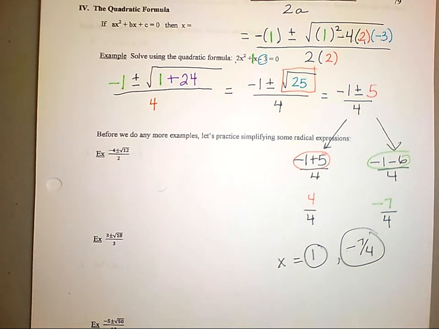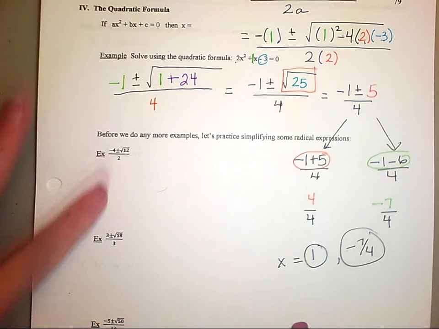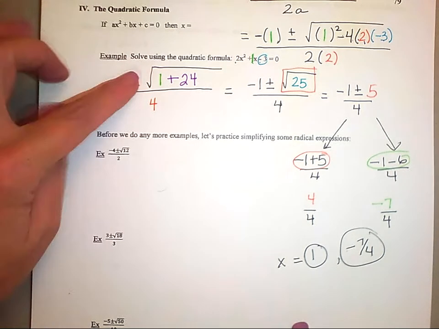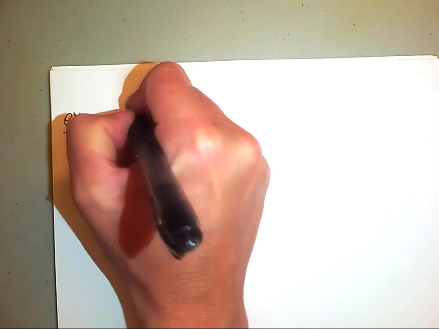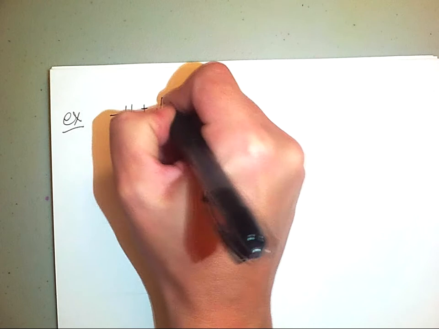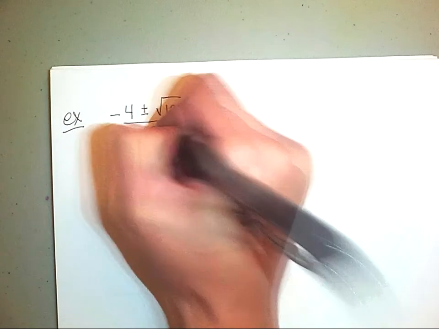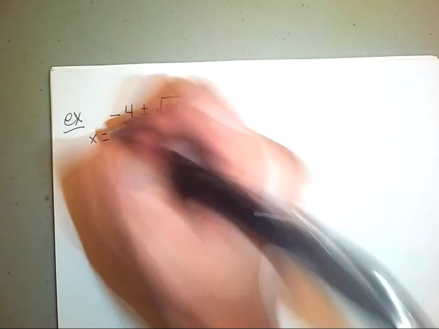Okay, so it takes a little bit of work to simplify that. And so that's what these next three examples are, to help us do some simplification without going through the whole process of the quadratic formula. So let's look at those. For example, if we have negative 4 plus or minus the square root of 12 over 2, let's say we had solved and this is what x is equal to.